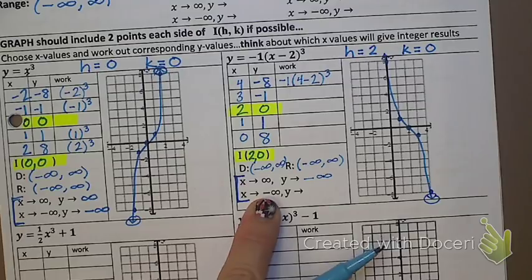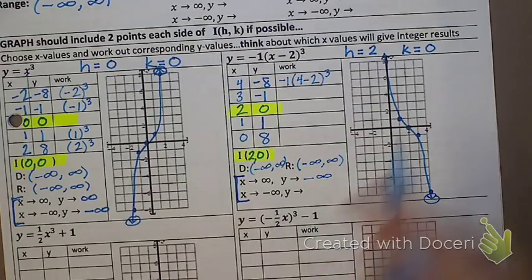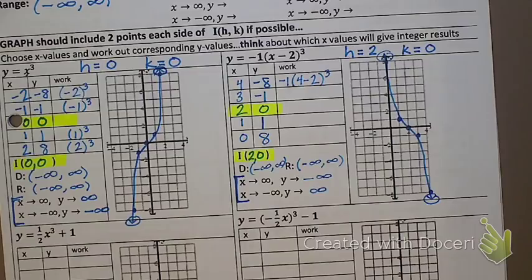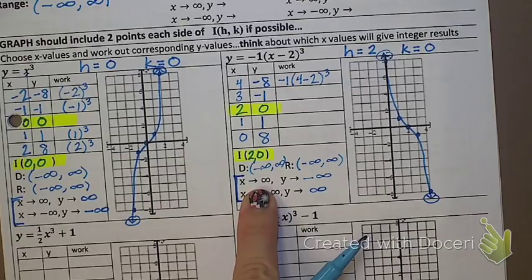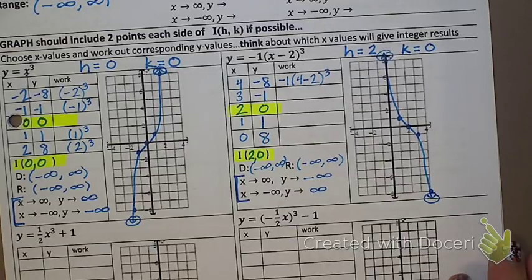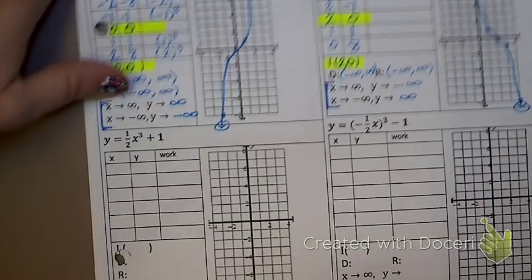Okay, as x approaches negative infinity, what's that asking about? The left side of my graph. It is going up towards positive infinity. And check this. Sometimes, if you're looking at the book, they might have the left side written first and then the right side. Just make sure that you read it to make sure that you're getting it straight.